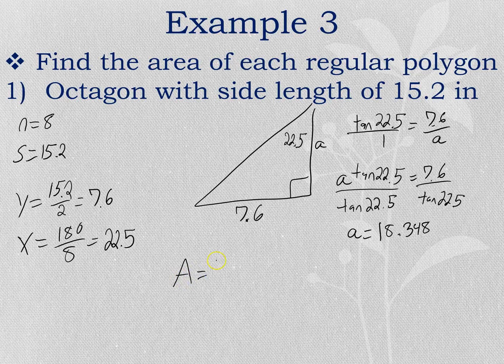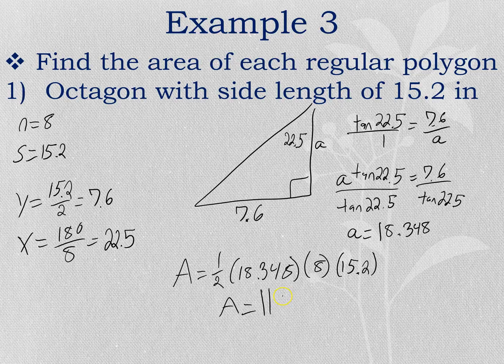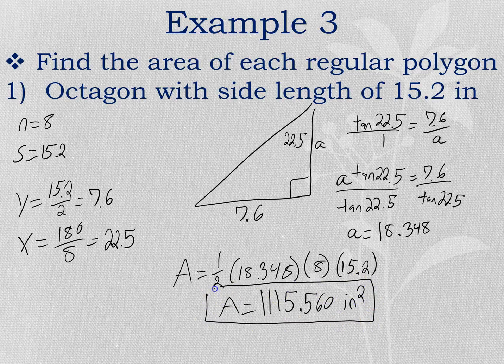Because your area is 1/2 the apothem times the number of sides times the side length. And again, using the exact answer in your calculator, you should get an area that's 1,115.560 inches squared. Okay, so that's how we're solving these particular problems.